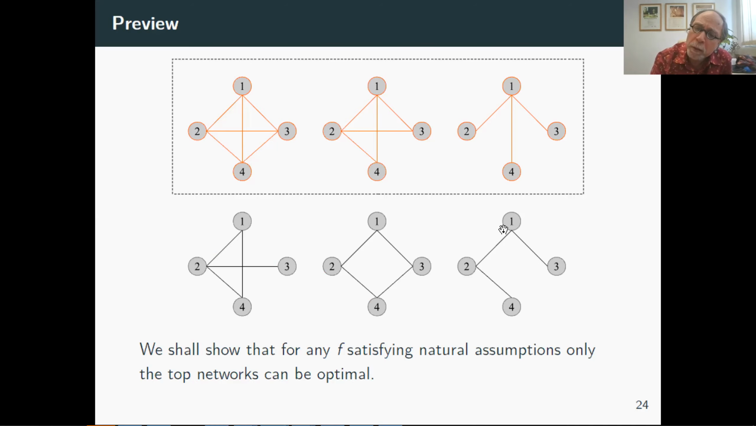Do you see my pointer? Can you see where I'm pointing? Yes, we can see it.